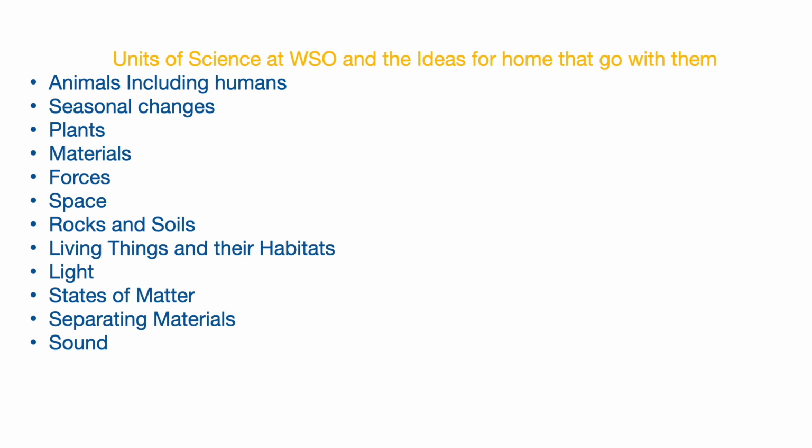We have seasonal changes, which looks at weather patterns and the different seasons that we get. We could do a comparison from the home country to the UAE, and look at the different seasonal changes in comparison. We have many units on plants at WSO, and this ranges from the different types of plants and how they grow in different areas to the features of the plants, including the roots, stem, leaves, and flowers.